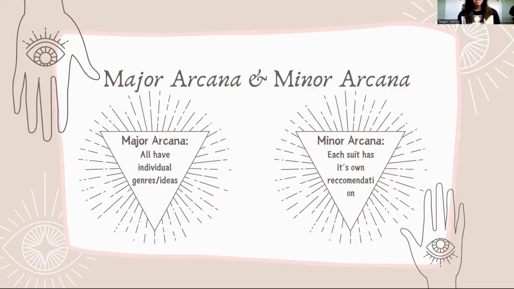And since there's 78 cards in a standard deck, what I did was I broke them up into major arcana cards and minor arcana cards. So for the major arcana, each major arcana card has its own individual genres or ideas for people to use as guidance. And then for the minor arcana, there are always 4 different suits, and they're always the same. And each suit has its own recommendation.